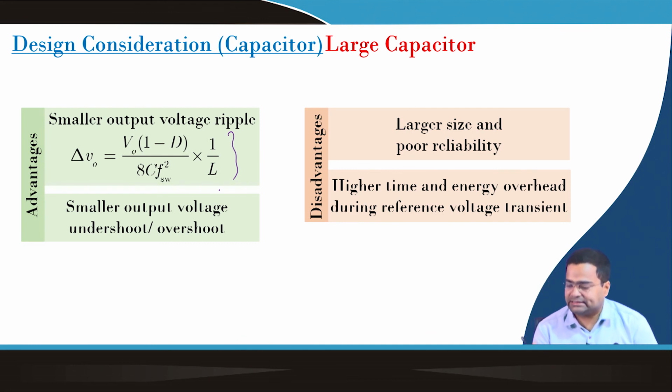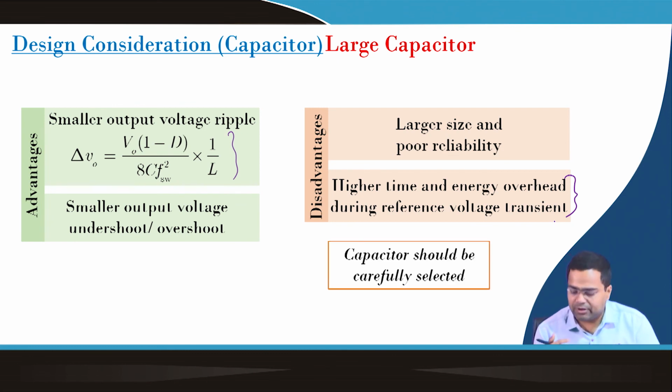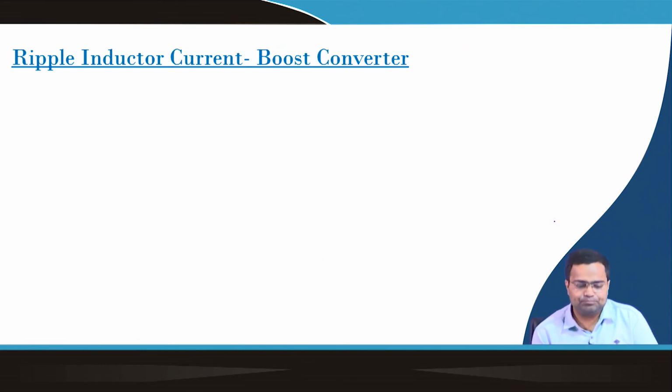Also, we have not discussed here, in future we will discuss, a larger capacitor requires more energy when we want to change the output voltage of the DC-DC converter. This is important for dynamic voltage scaling, and also for shifting of the DC link voltage of a DC-DC converter. So, a larger capacitor requires more energy for shifting from one voltage level to the other voltage level. So, it will increase energy overhead as well as time overhead. So, we have to select the capacitor carefully.